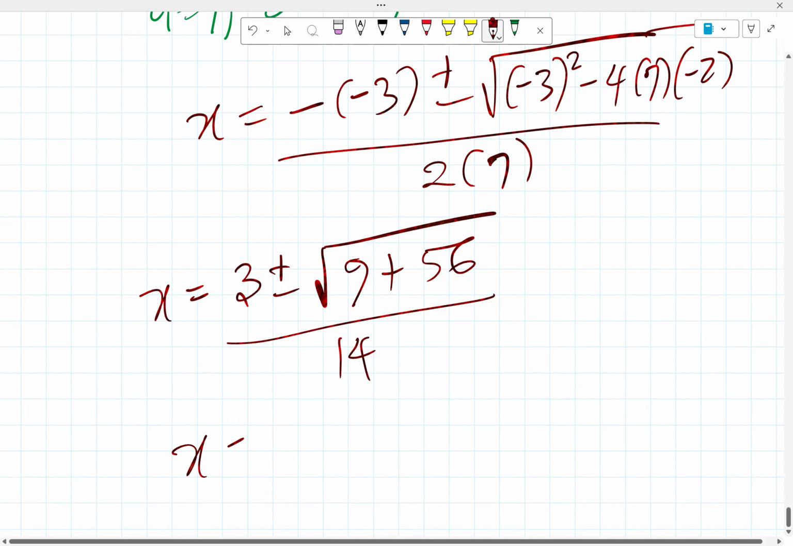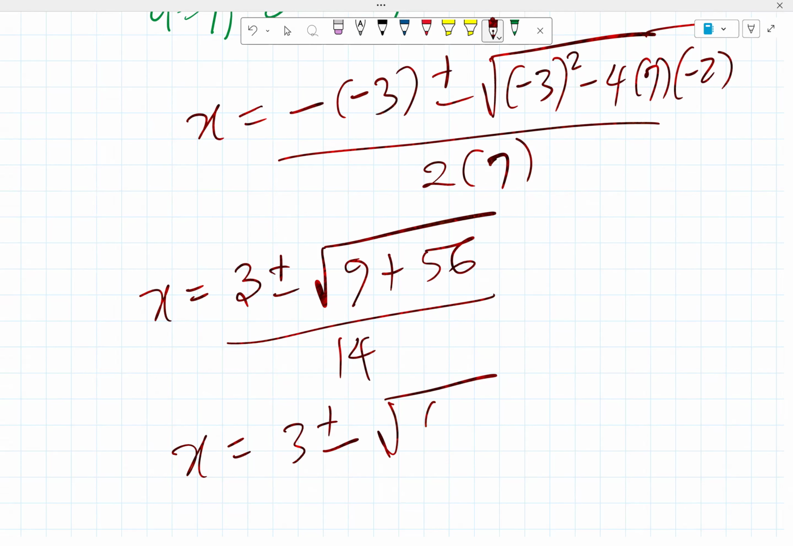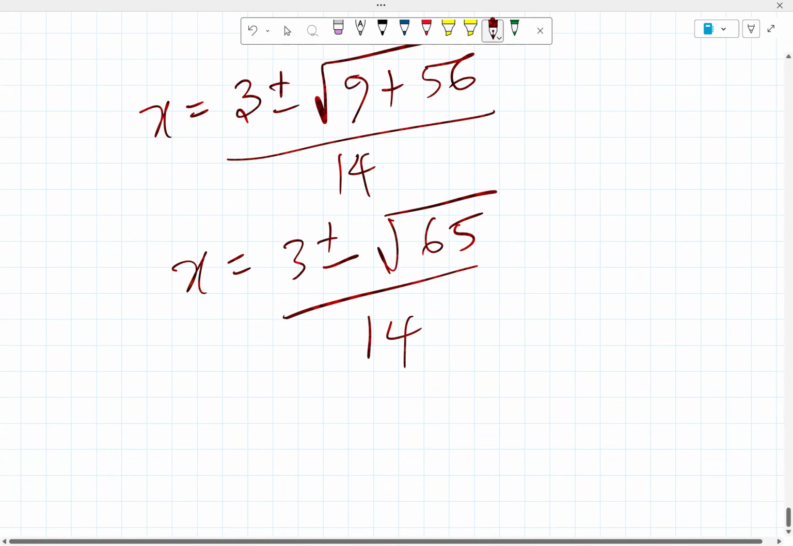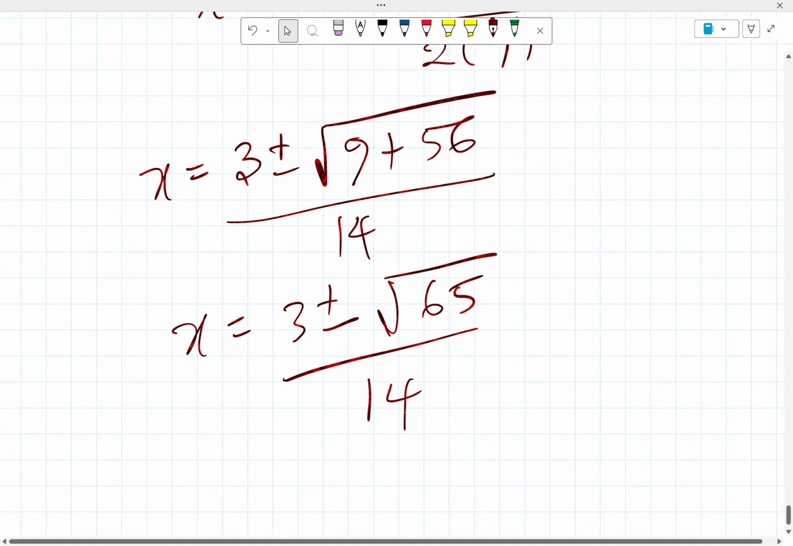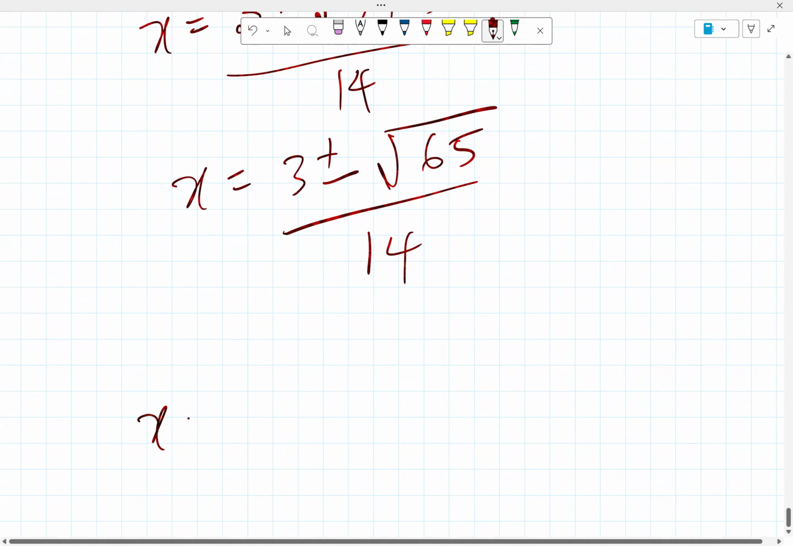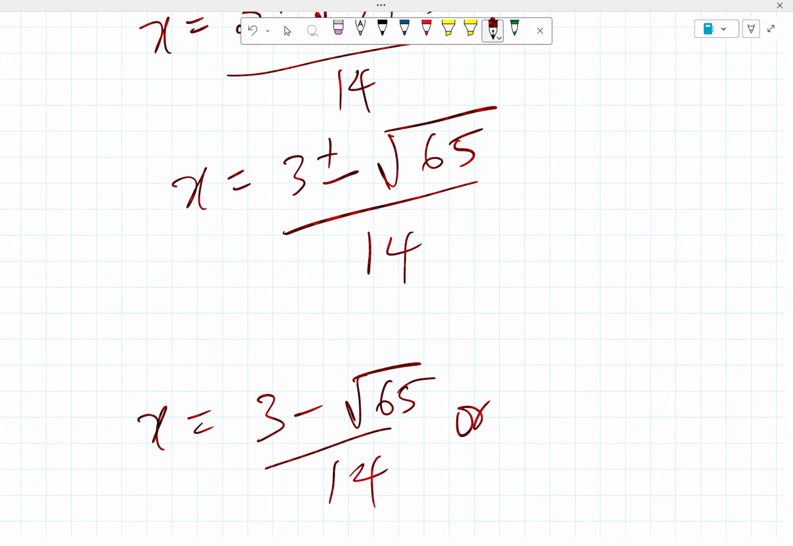Okay, so x is equal to 3 plus or minus 9 plus 56 is 65, I believe. Yeah, that's 65 all over 14. Well, we can leave it this way because 65 cannot be simplified further. 65 is 13 times 5. We can't extract any square root from that. So at best, x is 3 minus root 65 all over 14, or 3 plus root 65 all over 14.